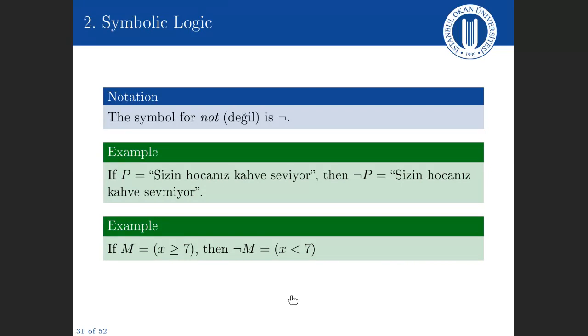The symbol for not is this symbol. It's not quite a minus sign because it has a little vertical point on the right hand side. So for example, if P is the statement, your teacher likes coffee, then not P is the statement your teacher does not like coffee. If M is the proposition X is greater than or equal to 7, then not M is the statement X is strictly less than 7.